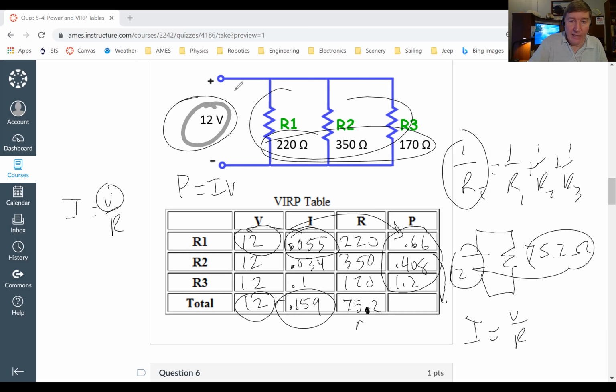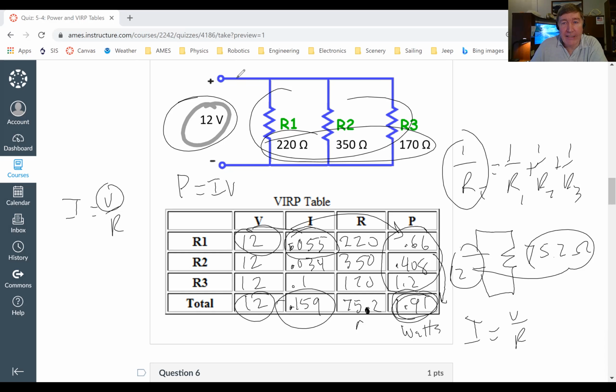And so I get 1.91, and the answer there is going to be watts. So total power is 1.9 watts, which is a lot of power, actually. Those guys are going to get really warm. The power basically tells you how much they're going to heat up.